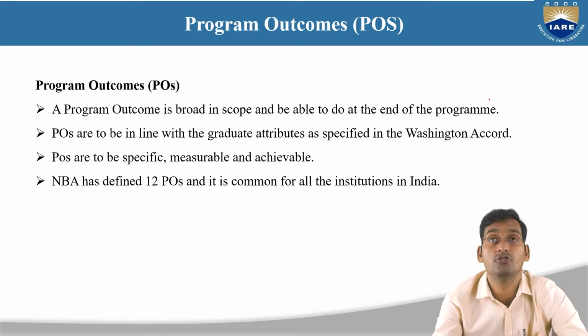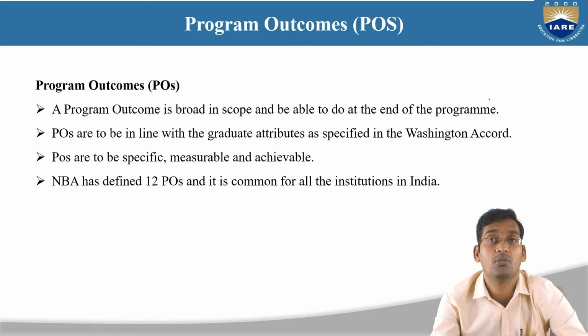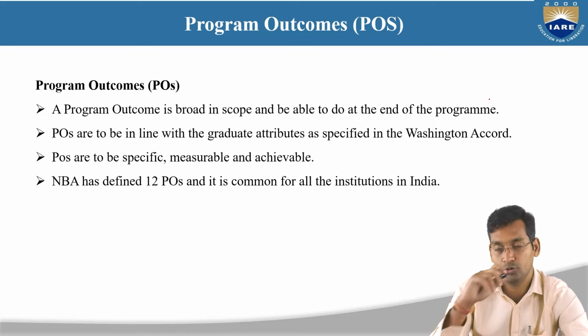Now, program outcomes, POs. The program outcomes are broad in scope and describe what graduates are able to do at the end of the program. Once the program finishes, what we achieved is something we can find only at the end of the program. POs are to be in line with the graduate attributes as specified in the Washington Accord. So POs should be in line with the graduate attributes, whatever the requirement is. POs are to be specific, measurable, and achievable.